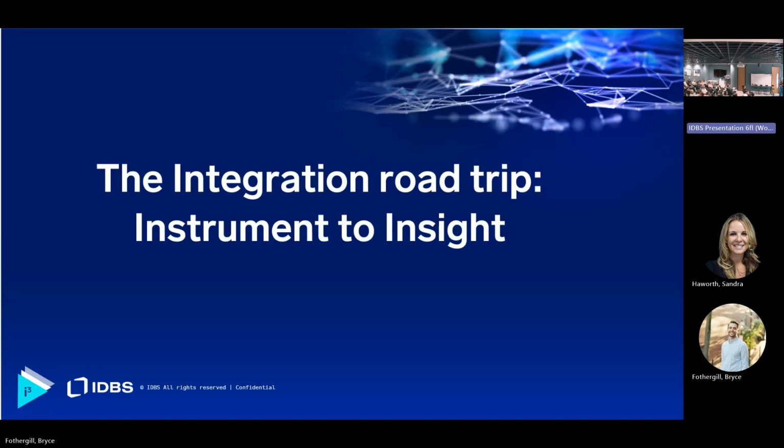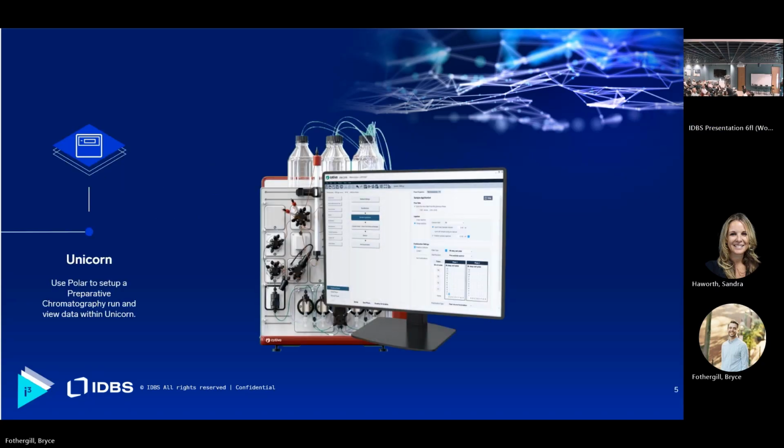All right, so now that we have a bit of overview of what we covered yesterday, we're going to dive into our integration road trip. So we will start with the Unicorn instrument and move all the way to Insight. Beep, beep. All right, so like I said, we're going to cover Unicorn. We will see the Unicorn interface, what the data looks like in Unicorn, and also see a bit of preparation within Polar and within the spreadsheet.